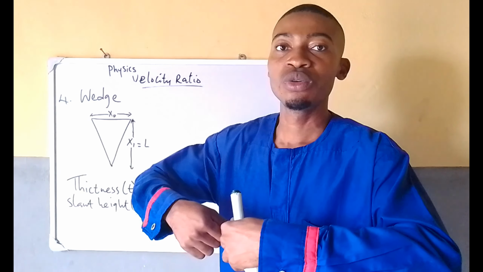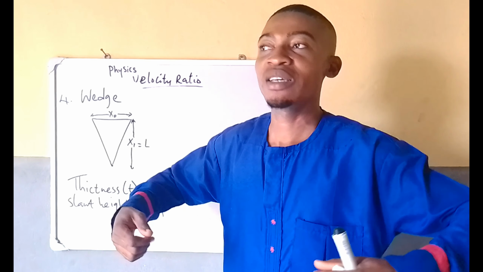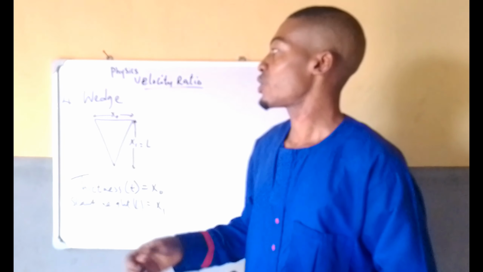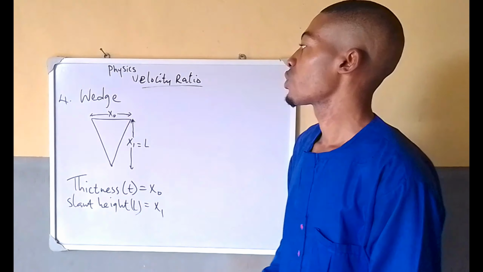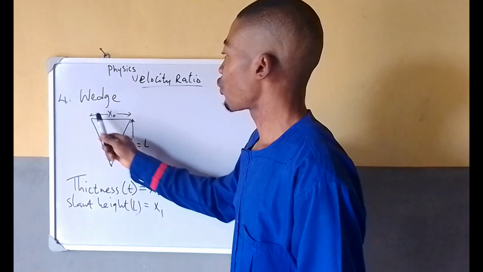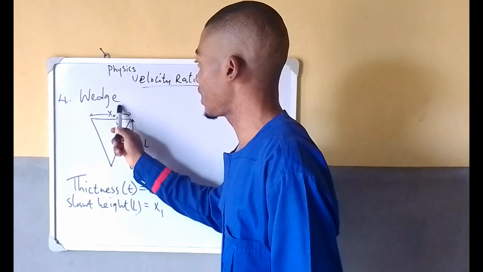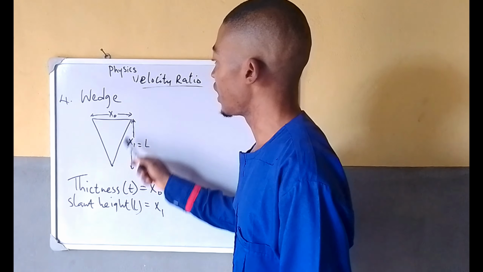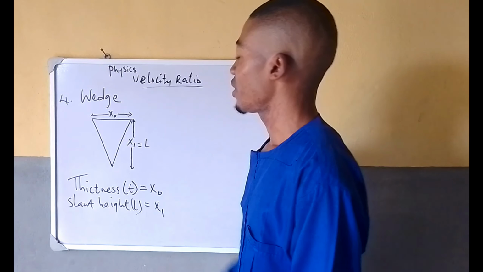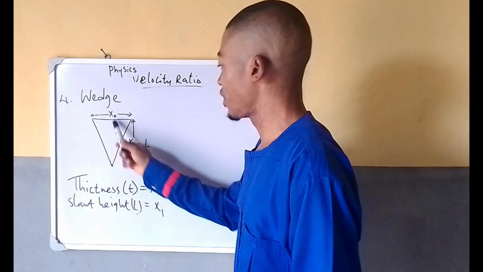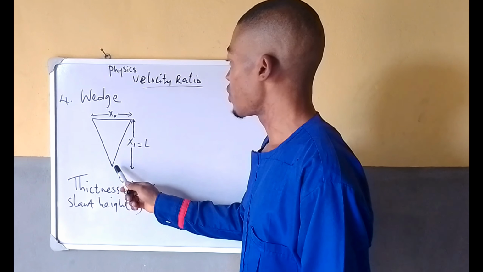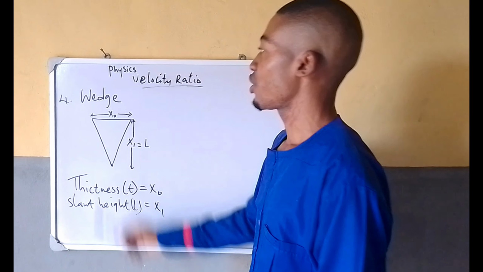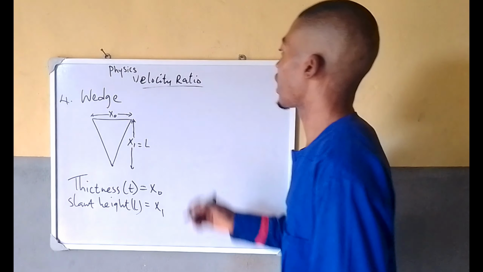it tries to separate the wood apart, so thereby cutting it. So what you discover is that from here to here is called the thickness of the what? Of the wedge. Then this is the slant height of the wedge. So if we use x0 to represent the thickness and use x1 to represent the length, the slant height of the wedge, then we can write that velocity ratio.